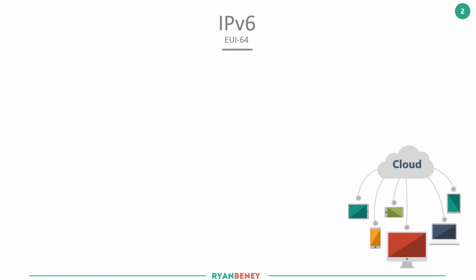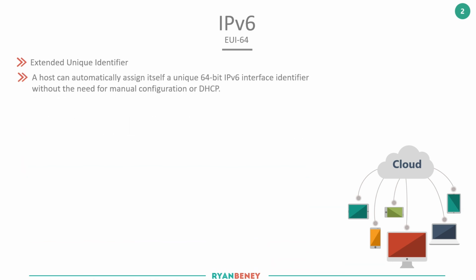So let's first have a discussion about EUI-64. Now EUI-64 stands for Extended Unique Identifier, and it's a method that allows a host to automatically assign itself a unique 64-bit IPv6 identifier without DHCP. It does this using something it already has assigned, which is unique, which of course is the MAC address.